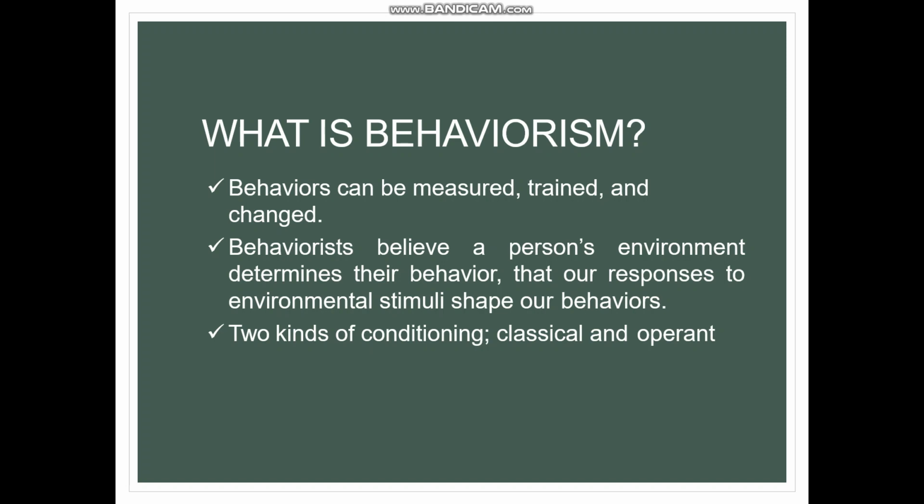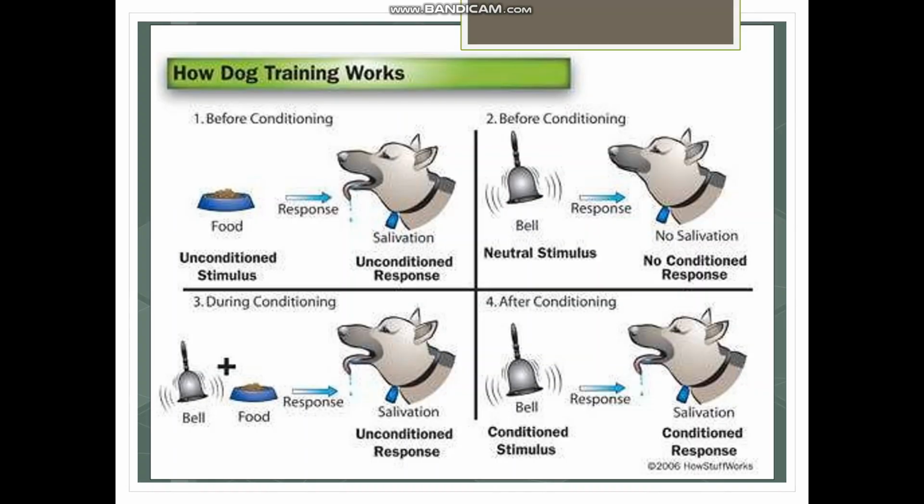What are they? I would like to give you an example for the classical. It's quite popular though. Before the conditioning, we have the unconditioned stimulus. If a dog has salivation after food, then the response will be salivation. This is the unconditioned stimulus. And then the bell will be the neutral stimulus at first, and the response will be no salivation.